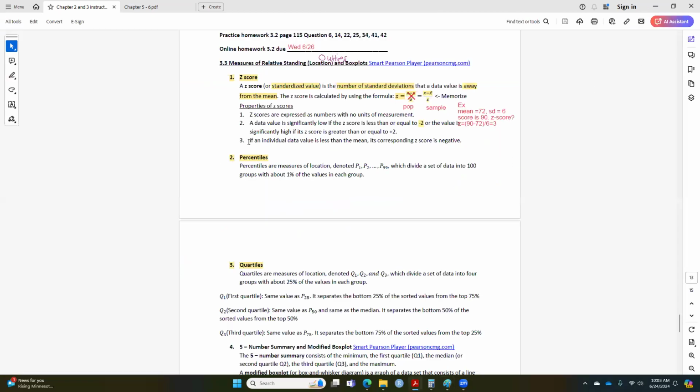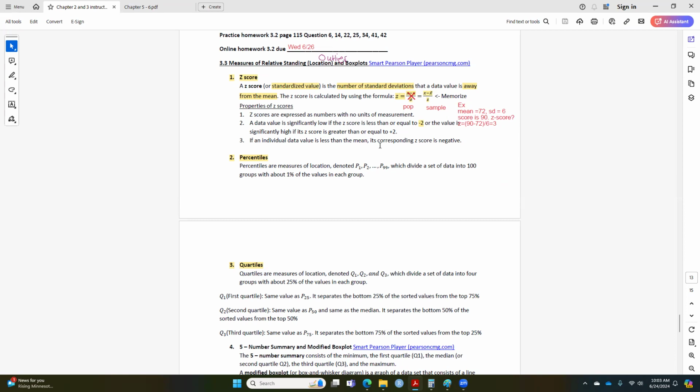Okay, so I gave an example last time. How do we calculate the z-score? Let's say that you took a test. The mean is 72, the standard deviation is 6, and your test score is 90. You have to figure out the z-score in this case. You take the value, 90, your test score, minus the mean, 72, divided by 6. You find that the z-score is 3. This is how we apply this formula.